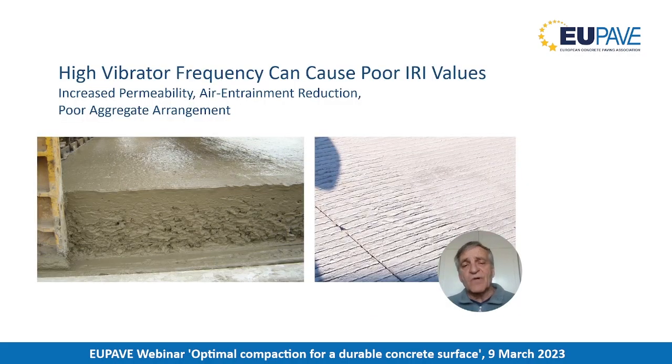High vibrator frequency, because of these little voids that show up on the surface, will help with the finishing. There's no two ways about it. The speed will bring some cream to the top so we can get it finished, but it causes increased permeability, as we've done in the study, air entrainment reduction for freeze-thaw durability, and poor aggregate arrangement, which can cause some surface cracking under certain conditions. And also, more in the use phase of carbon neutrality is poor IRIs: the rougher the road, the more fuel is consumed by the automobile.